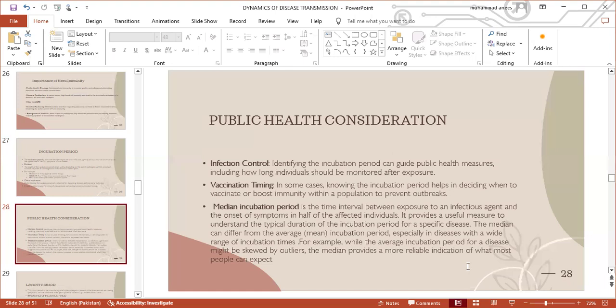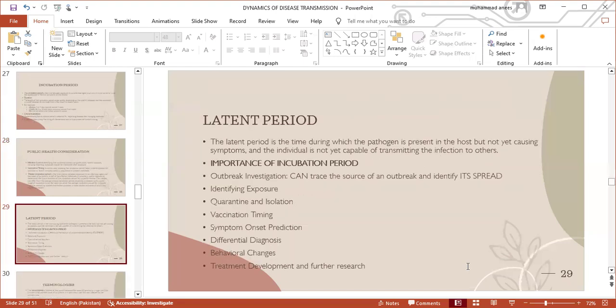Now, there is another concept of median incubation period. It is the time interval between exposure to an infectious agent and the onset of symptoms in half of the affected individuals. It provides a useful measure to understand the typical duration of the incubation period for a specific disease. The median can differ from the mean incubation period, especially in diseases with a wide range of incubation times. For example, while the average incubation period for a disease might be skewed by outliers, the median provides a more reliable indication of what most people can expect.